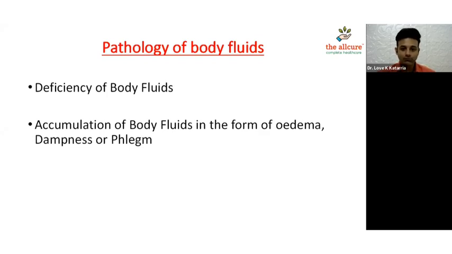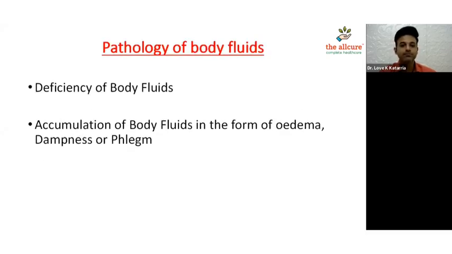Now, accumulation of body fluids in the form of edema can happen due to deficiency of the spleen, lungs, and kidney, and there could be dampness or phlegm creation in the body. We are not going into much detail of the pathology.